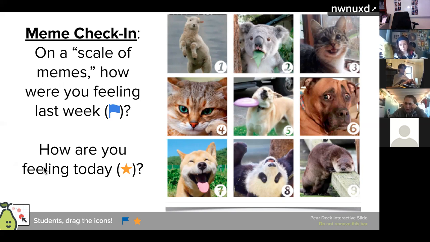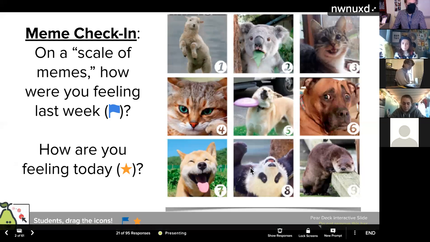When you're ready, drag the star to the meme that matches or best represents how you're feeling right now. So before and after. If change is a constant, maybe we can actually visualize that change with this really simple check-in.